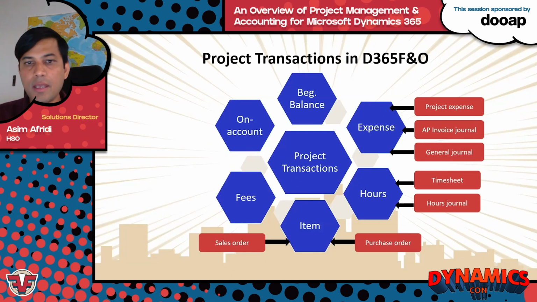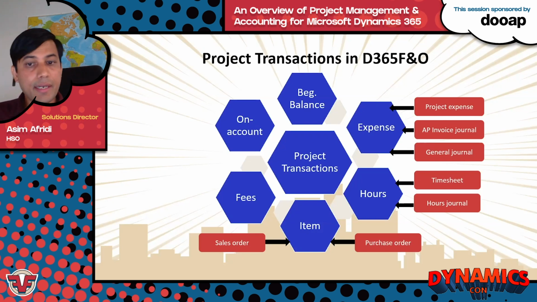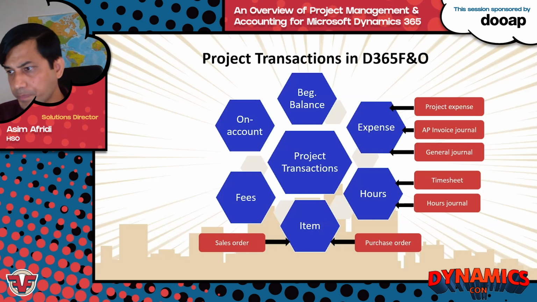And in the smaller red circles, there are types of other journals which indirectly feed into those transaction types. For example, in expenses, you can have project expenses, you can have an AP invoice journal feeding into expenses, or your journal. For hours, you can have timesheets, project timesheets, or hour journals, as we discussed. For item-related transactions, you can have purchase orders for any purchases being done on the project, or in order to complete that project, if you need to do any purchases. Or you can create sales orders as well if you are doing more project manufacturing sort of thing in the system.